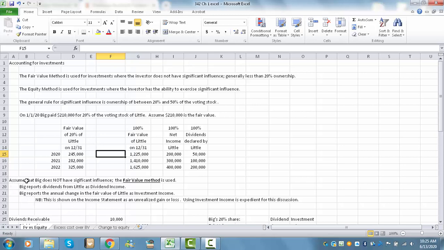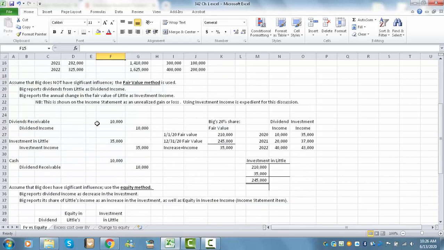All right, but for the moment, let's assume that Big does not have significant influence, that the fair value method is used, and Big reports dividends from Little as dividend income, because that's how fair value works, and they report the annual change in the fair value of Little as investment income. From 335, you may remember that this is shown on the income statement as an unrealized gain or loss. Using the investment income account is just expedient for this discussion. It just makes the discussion simpler, and it's less awkward than using unrealized gain or loss to be shown on the income statement.